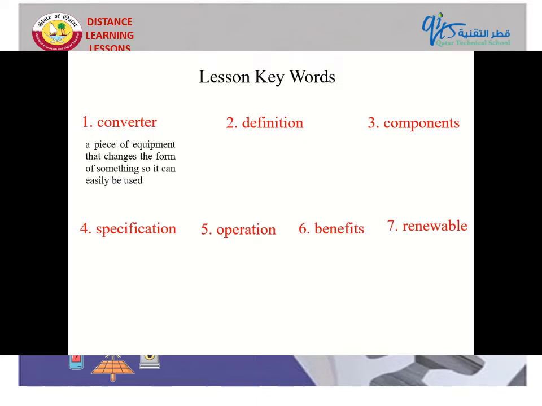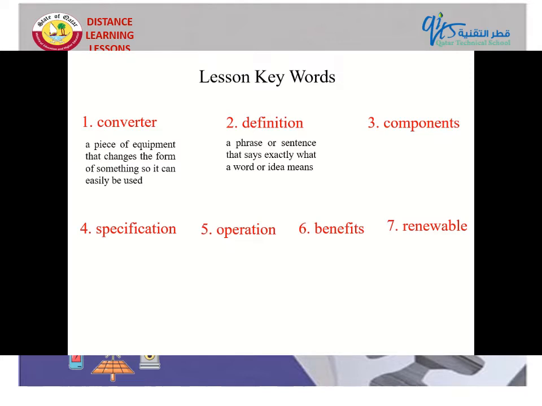Now, a converter is a piece of equipment that changes the form of something so it can easily be used. For example, the system we discussed in our last lesson is a converter because it converts wave energy into electrical power. Number two, definition. A definition is a phrase or sentence that says exactly what a word or idea means. For example, a spanner is a tool that is used to tighten knots. This is a definition of a spanner.